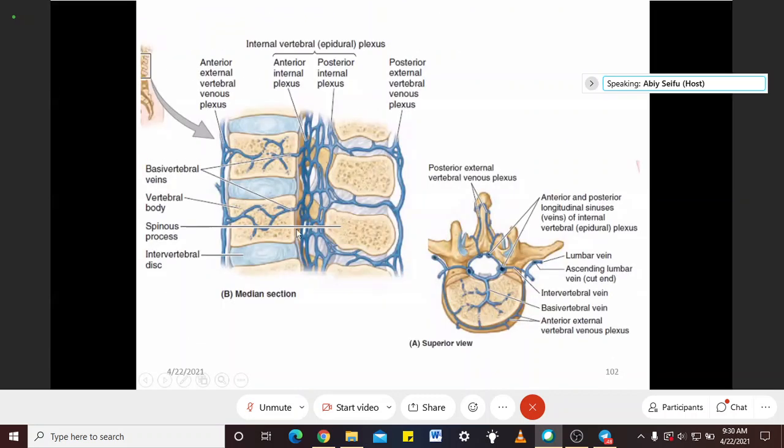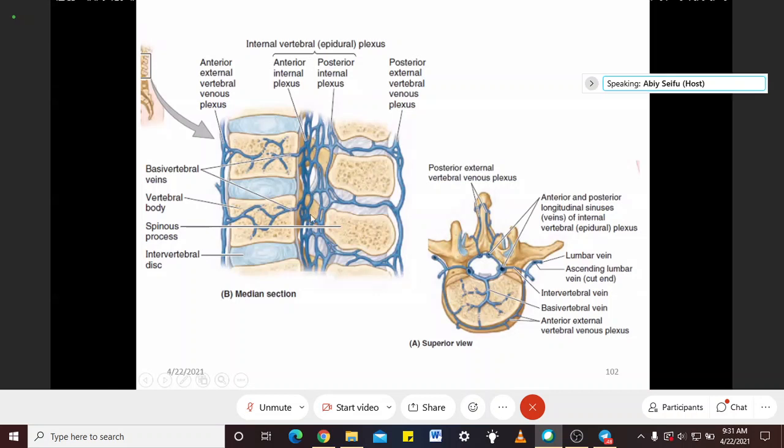Look, this one is the medial section of the vertebral column. This is the anterior surface, which is external, and there is also the posterior surface. This is the external vertebral venous plexus, which is divided into an anterior part, found on the anterior surface, which drains from the vertebral body, and a posterior part, found posterior to the vertebral column, specifically from the arch, which drains the posterior parts of the vertebral column. Those external venous plexuses communicate with the internal one.